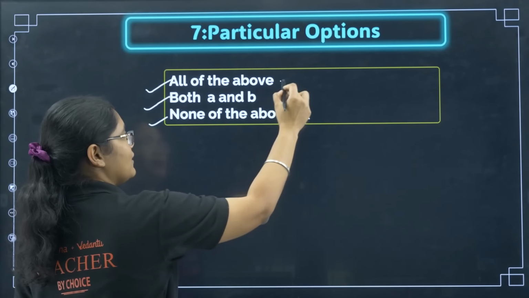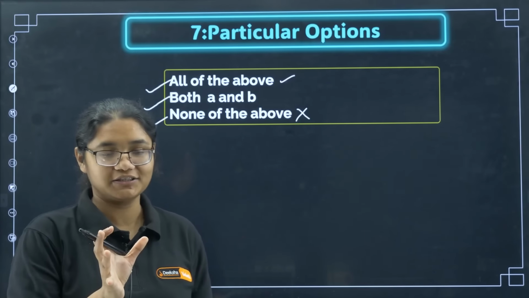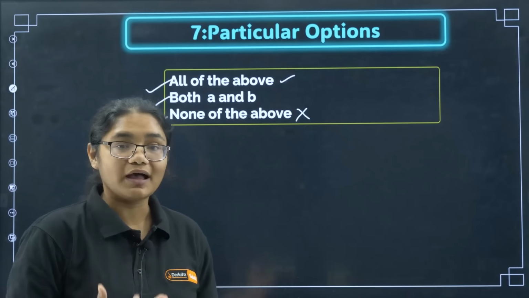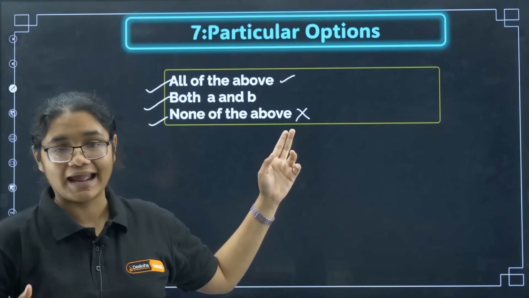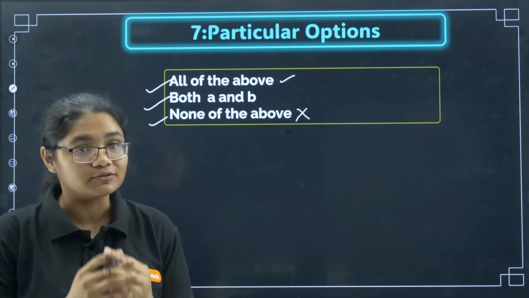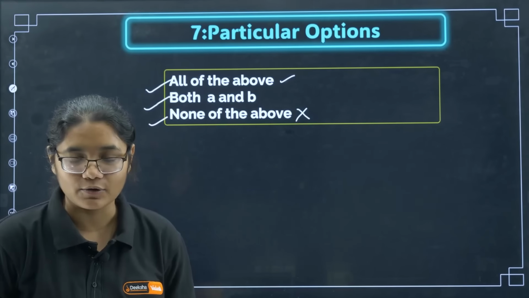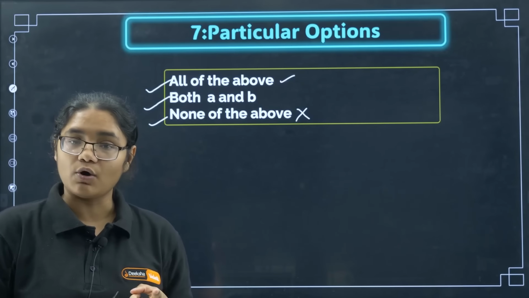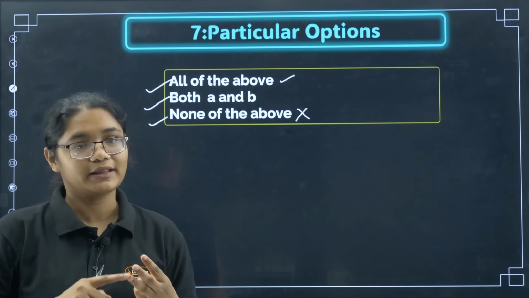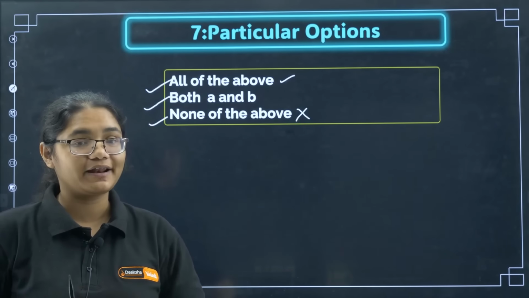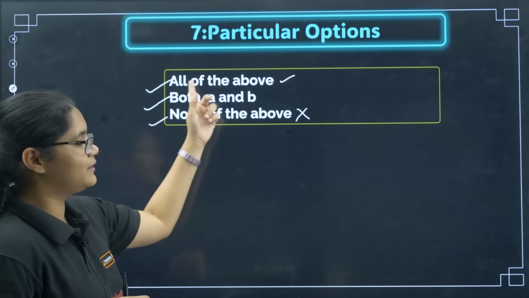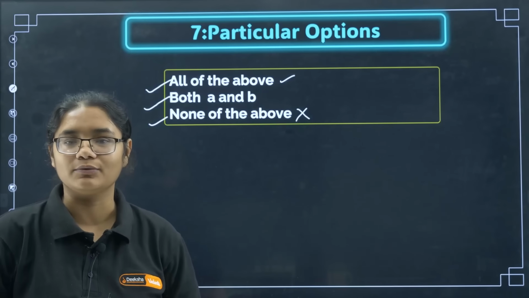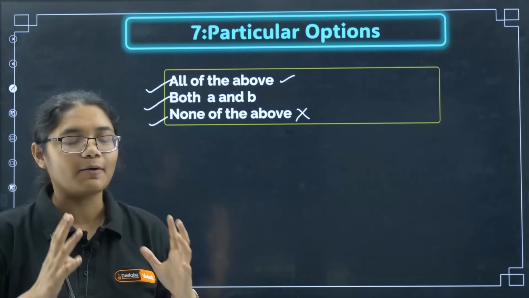But at the same time, if you have all of the above in that particular question, then there is a high probability that all of the above will be the answer. Or if you have options like both A and B, both B and C, these types of options have a higher probability of being correct. So if you have none of the above, ignore it. If you have all of the above, go for it, and if you have both A and B, then also go for it. A question may arise: if the same question has both A and B and all of the above, then all of the above has more probability of being correct. That is how you can apply these techniques.